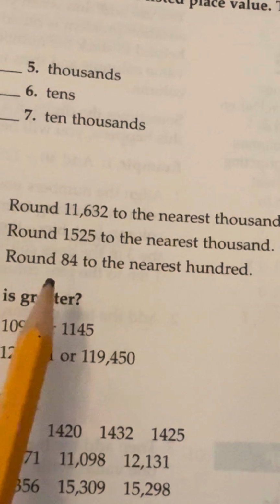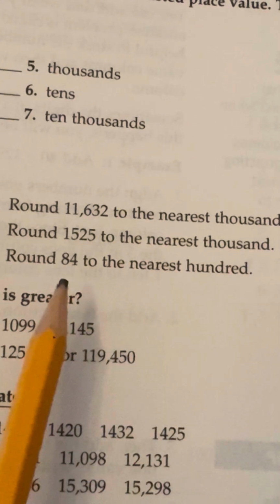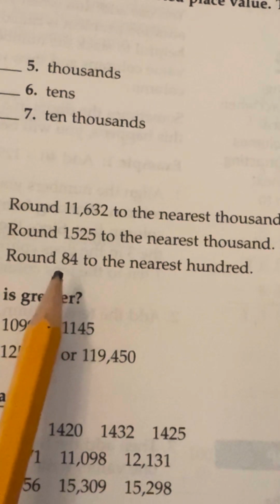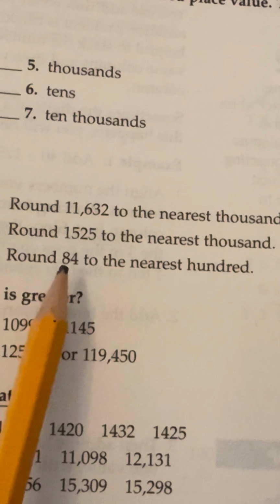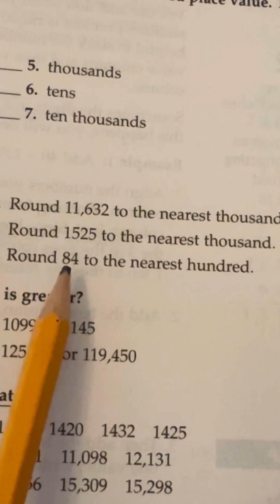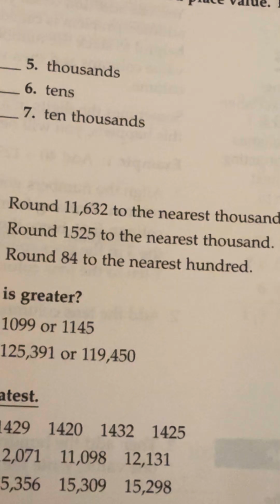And then our last one, round 84 to the nearest 100. So obviously the first possible 100 would be 100. And since 84 is closer to 100 than it is to 0, I would round this one up to 100.